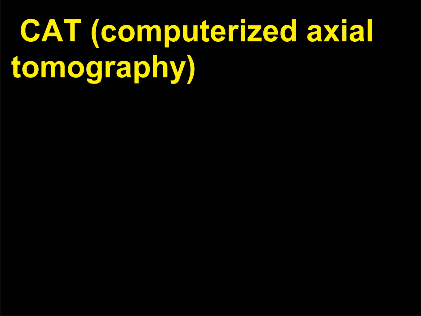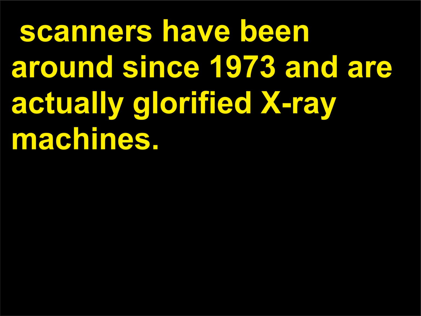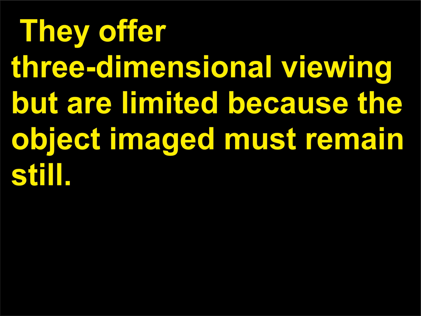CAT, computerized axial tomography, scanners have been around since 1973 and are actually glorified X-ray machines. They offer three-dimensional viewing but are limited because the object imaged must remain still.